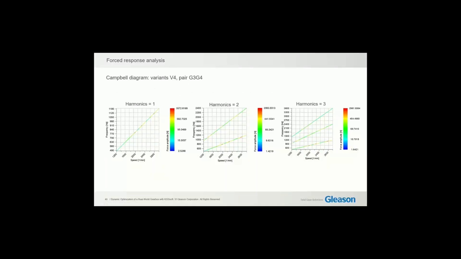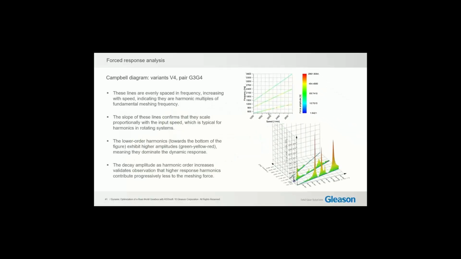And then I consider the Campbell diagram, again, based on the first, second, and third harmonics. This, again, is a validation that for this test case, it's enough to consider the first few harmonics. So when you look at the Campbell diagram in 2D or 3D, you see that the lines are evenly spaced in frequency. So I know that all of you are already familiar with this type of data.